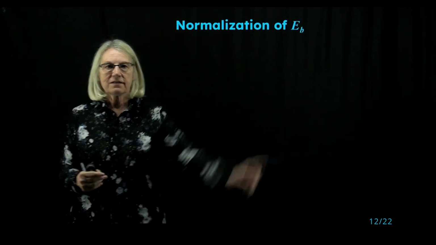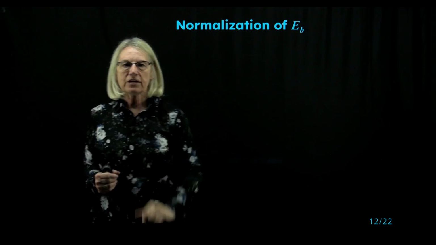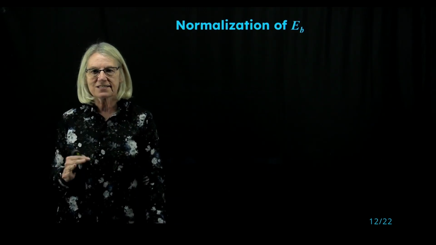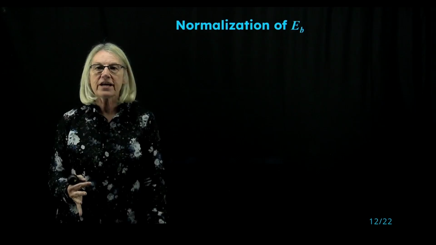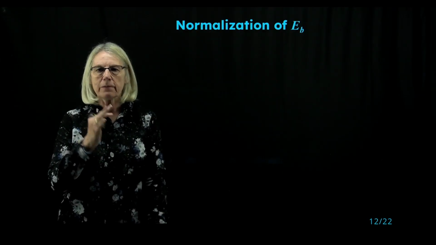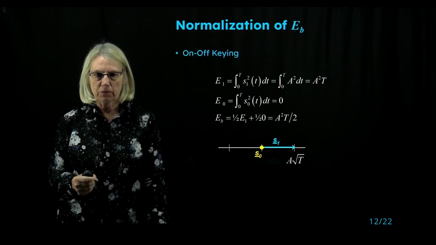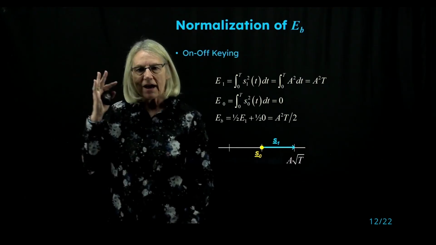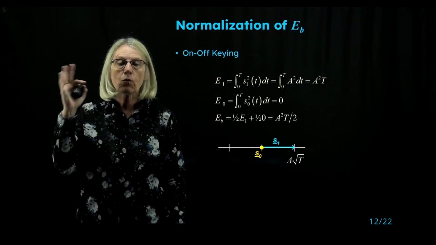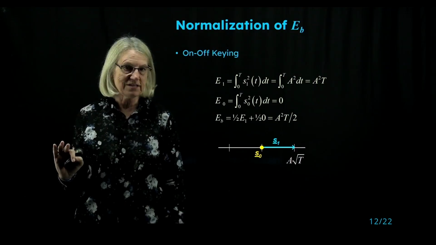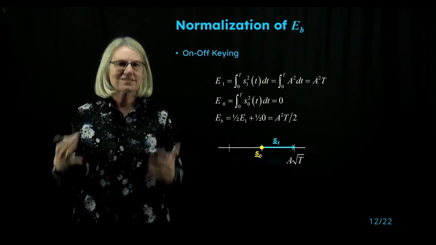So that means here we're going to say the average energy per bit. We're going to use the notation E sub B, energy per bit. And I want to normalize my modulation format so that EB represents the average energy per bit. So I have 2 bits, a 1 bit and a 0 bit, and I'm going to calculate what is the energy in each one of these in this nascent signal space I'm building.